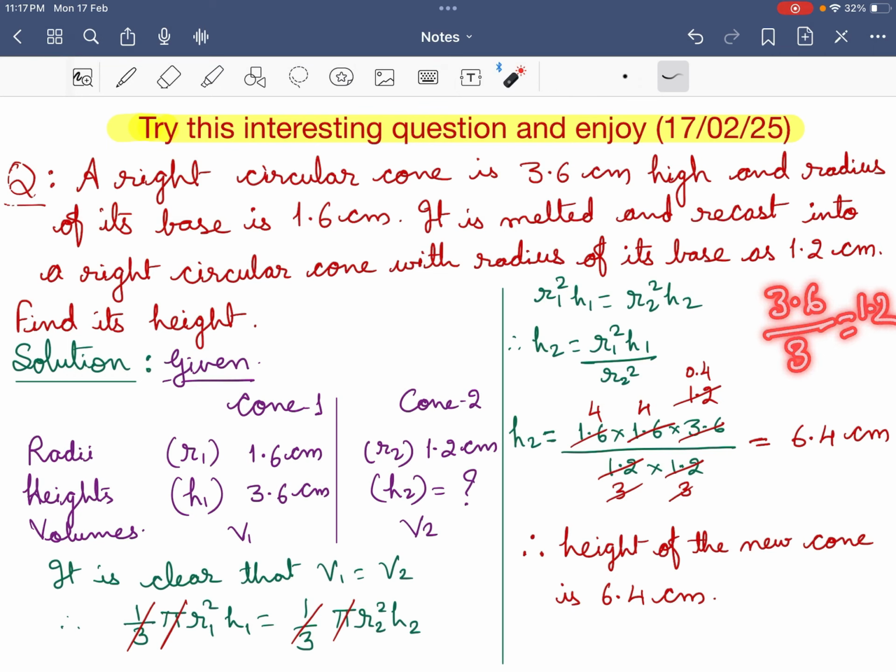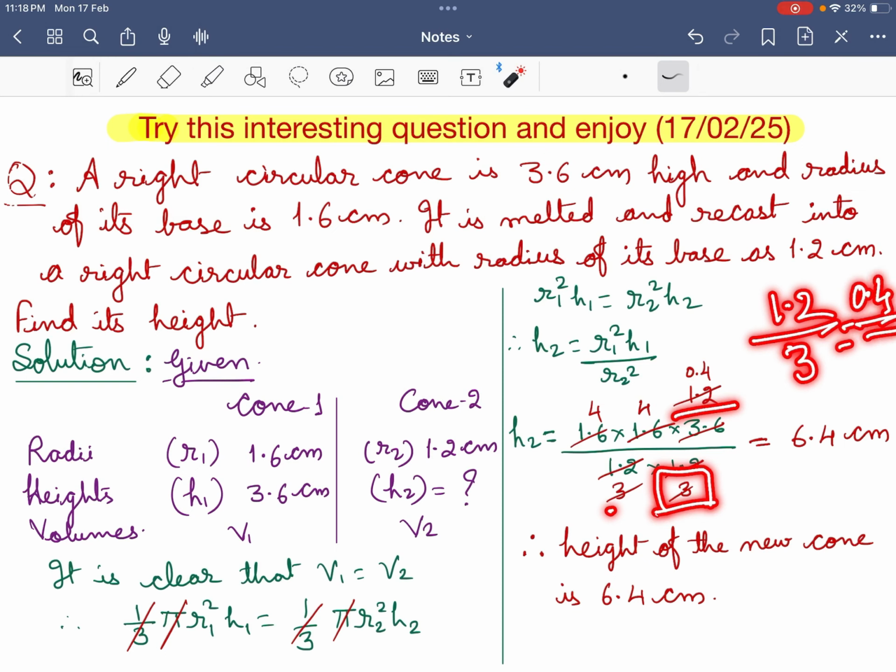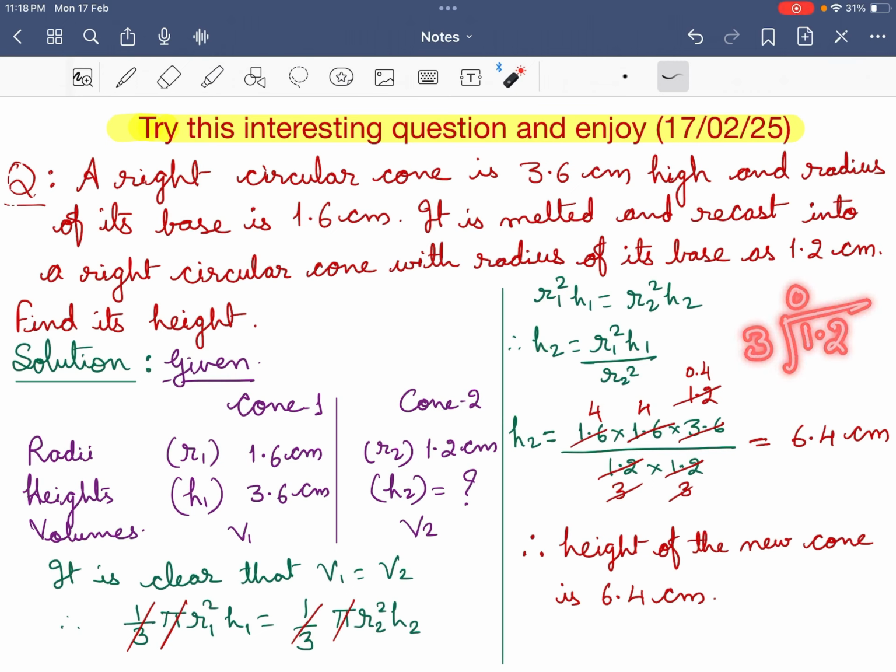Now, 3.6 divided by this 3 is equal to 1.2. Now 1.2 divided by the remaining 3 is equal to 0.4.